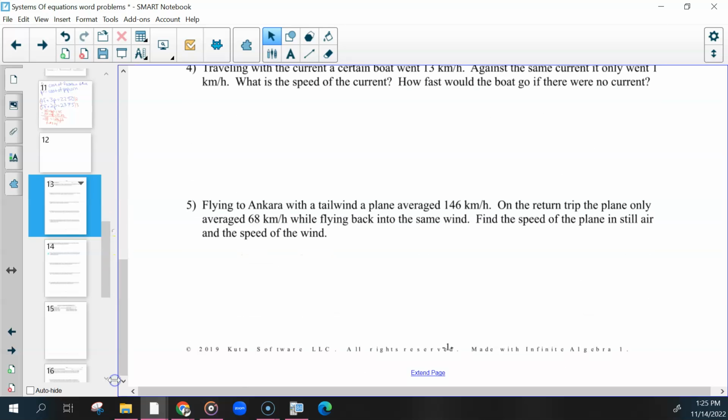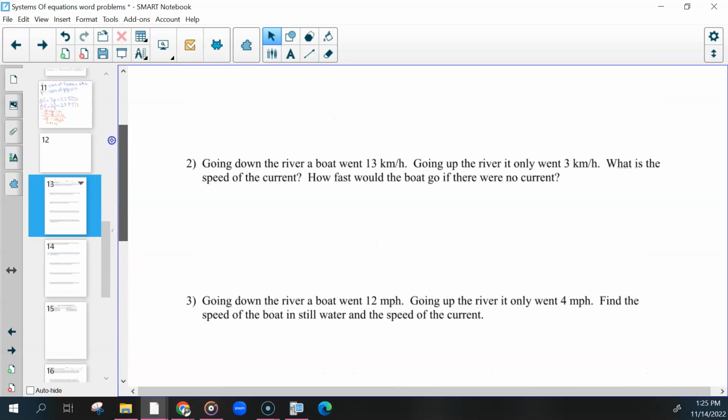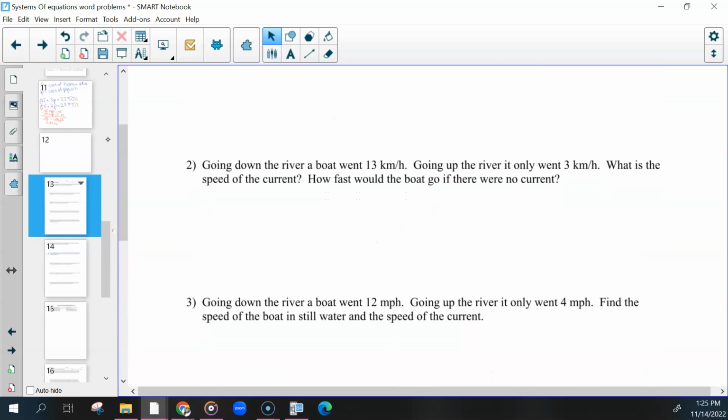In that same, with planes, you might see tailwind instead of those words. Tailwind means the wind is pushing the tail of the plane forward, so it's helping it again, so adding. And then again, back into the same wind against the wind would be subtracting. Then you have going down a river, we're assuming the stream is going downwards. So you'd be going faster downwards. And then going up the river, you're going against the stream, so you're going slower, so you're subtracting.